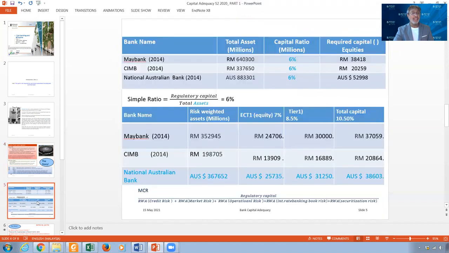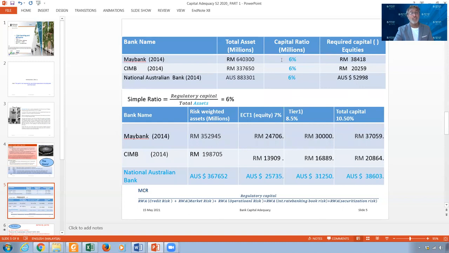Now, I take a real example. Actually, I take the data of Maybank, CIMB, and National Australian Bank. I take the total assets in 2014, and I apply the 6%. This 6%, as I told you, was applied before 1989. Look, this bank, for example, Maybank, should have 38 billion. For CIMB, 20 billion. And for the National Australian Bank, they should have around 52 billion.